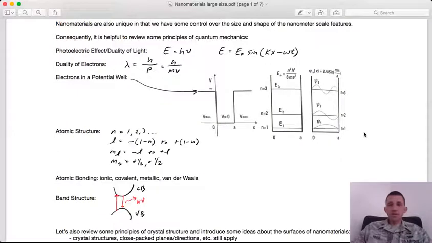semiconductor lasers and quantum effects. So that gives you discrete energy levels within this potential well.